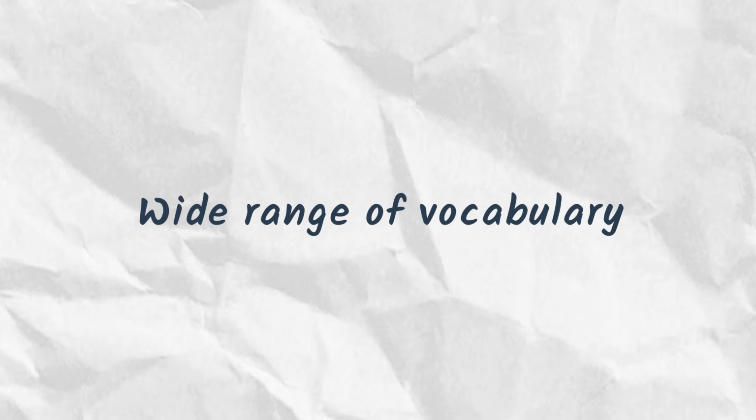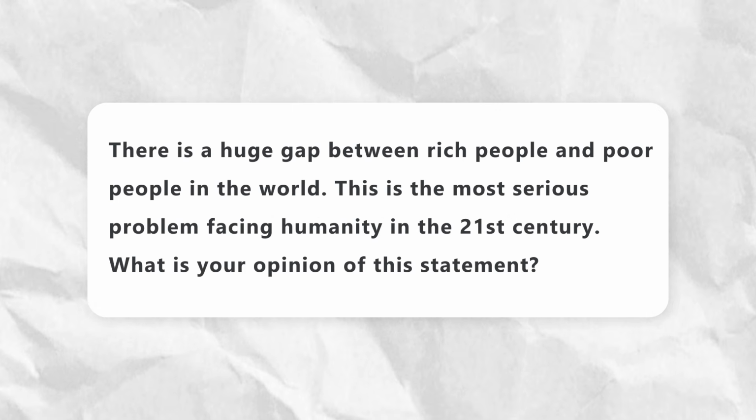All right, so first of all, let's take a look at a sample IELTS Task 2 question, and then I will give you a sample answer which is about 6, and then I will give you some techniques that you can use in order not to repeat the words. All right, this is the question. There is a huge gap between rich people and poor people in the world. This is the most serious problem facing humanity in the 21st century. What is your opinion of this statement? So first, we see that this is an opinion essay, and we should give our own opinion.